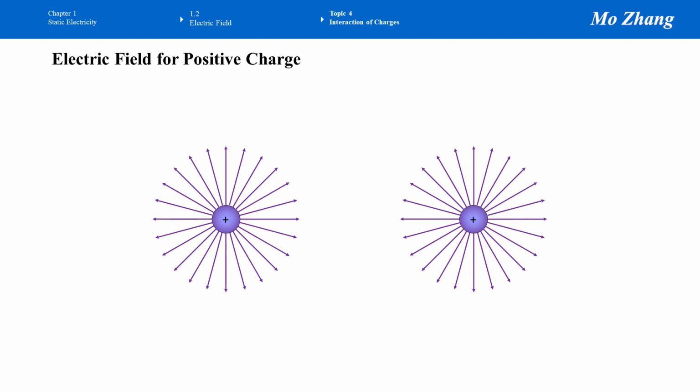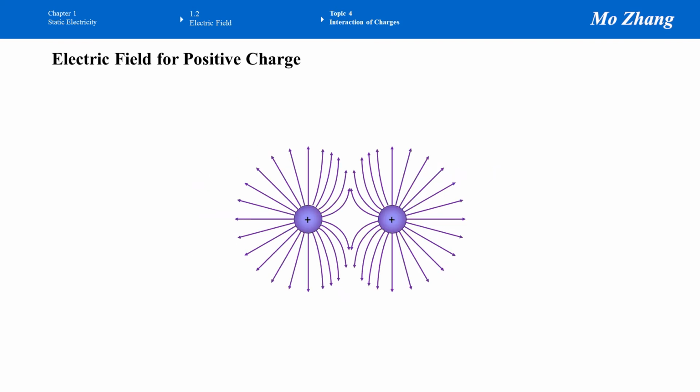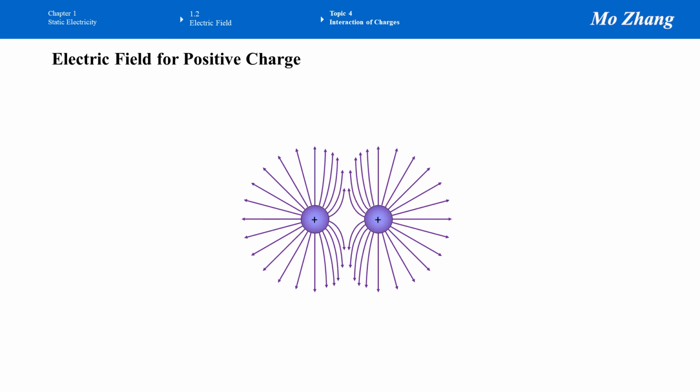So when we place them closer here, as you can see, the field lines are bent. If we continue putting them closer, their field lines bend even more. If we continue pushing them towards each other, their field lines are bent severely, way more than before.